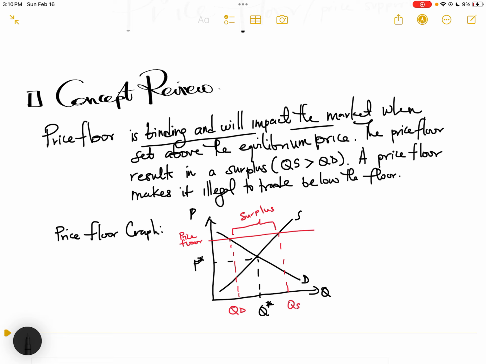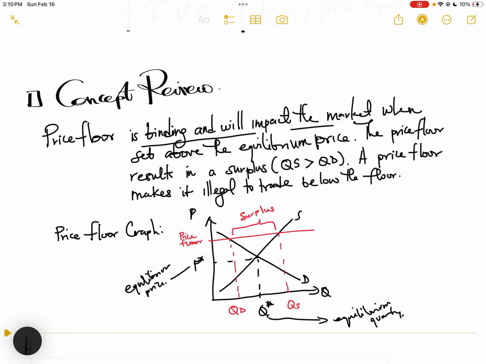We see my demand curve sloping down, supply curve sloping up. The price floor in red is placed above the equilibrium. So P star here is my equilibrium price, right? And Q star is my equilibrium quantity. Now, the price floor is placed above the equilibrium price. That is the only time when this price floor will be binding.